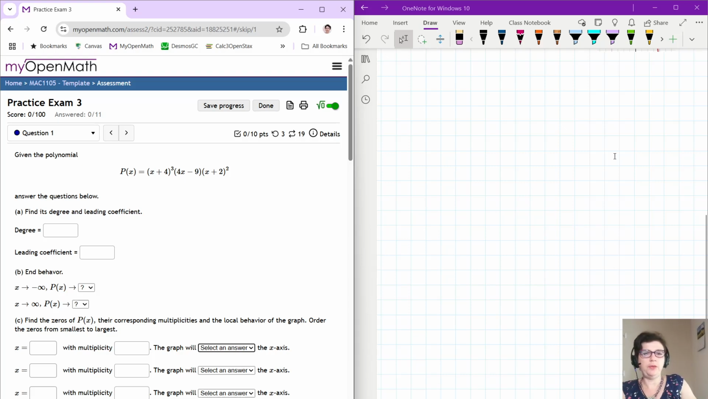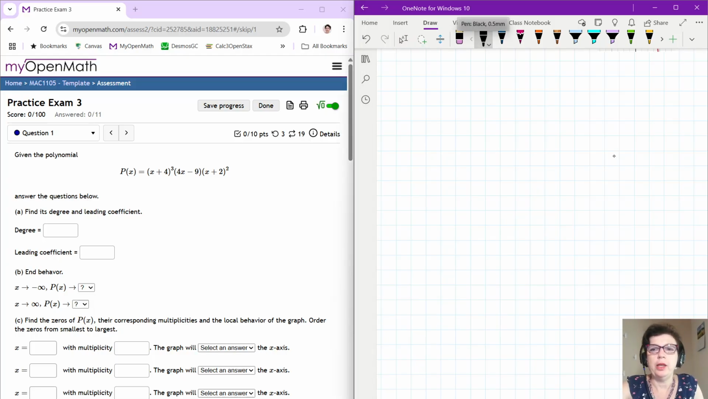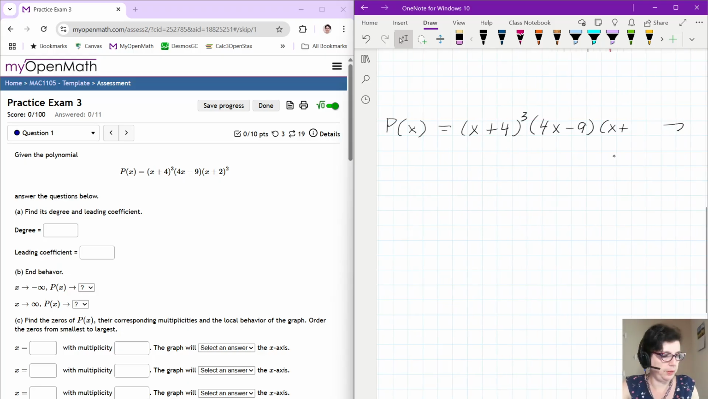Okay, guys, in this video, we are going to take a look at a polynomial that is already in factored form. And so you should be able to figure out what is the end behavior. In other words, how it behaves at positive infinity and negative infinity. So I have here (x + 4)^3 multiplied by (4x - 9) and multiplied by (x + 2)^2.